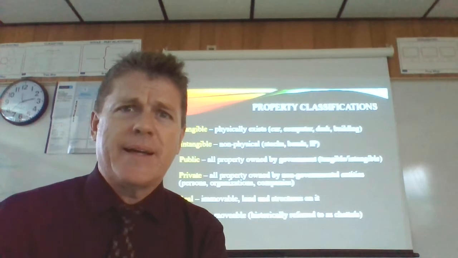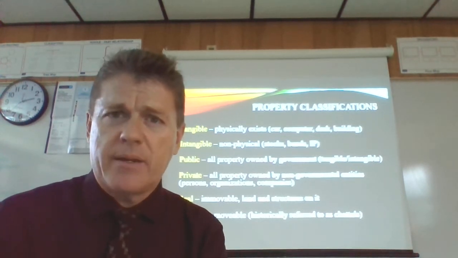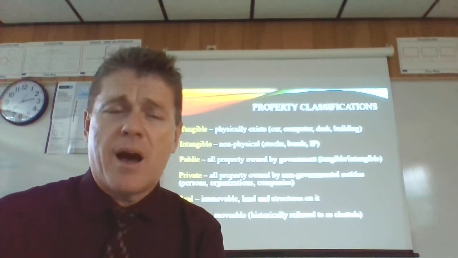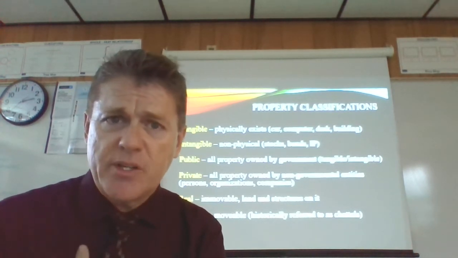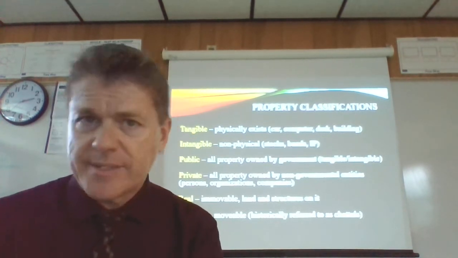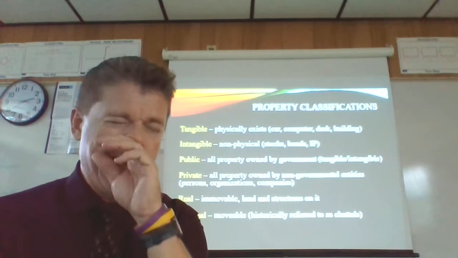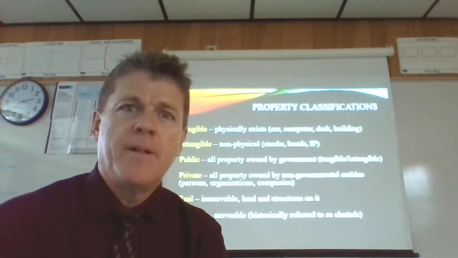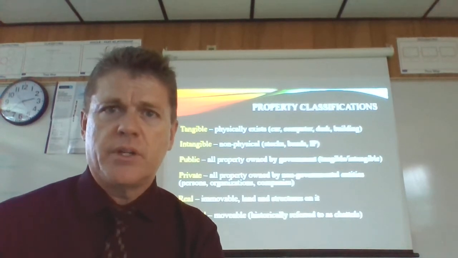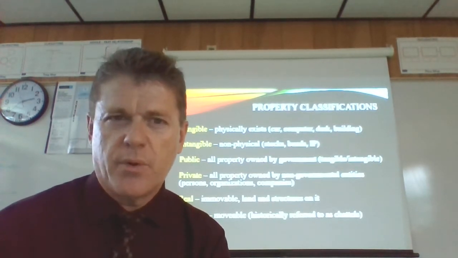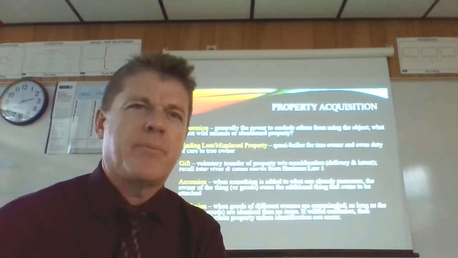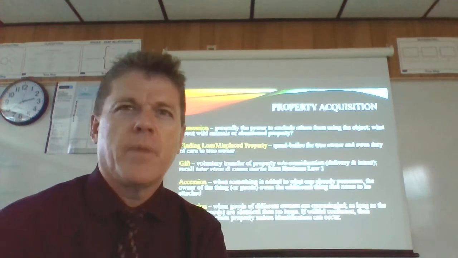Public property, that's any property that's owned by government, and that could be tangible or intangible. Private is anything that's owned by non-governmental entities, so us as individuals or maybe a business, partnership, sole proprietorship, corporation, LLC, LLP, all the different variations of business entity forms. Real is immovable land and structures on it. Personal is movable, as we talked about before. So that's just to go through some basic classifications and descriptors of property.